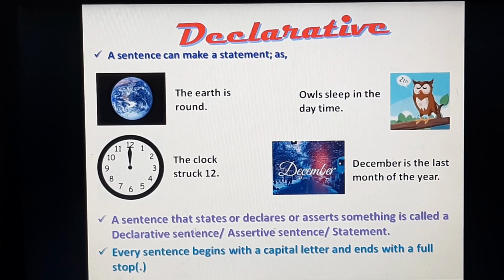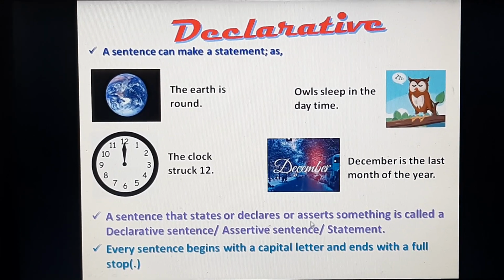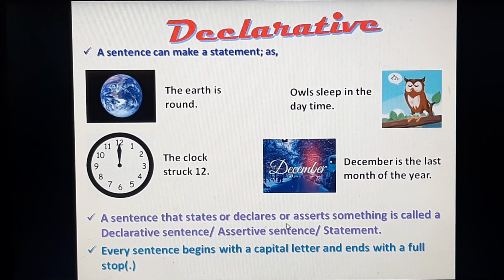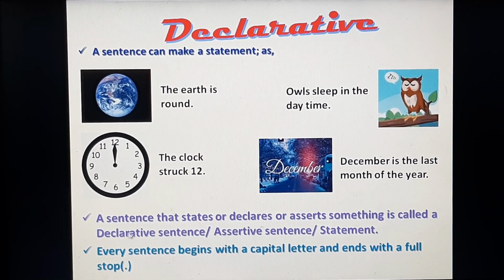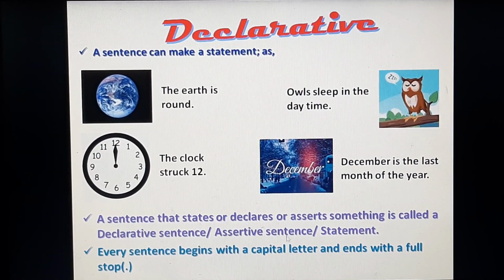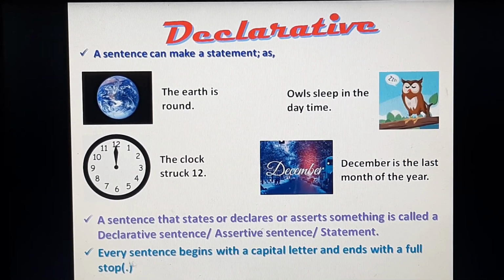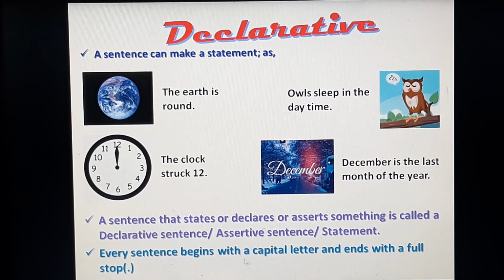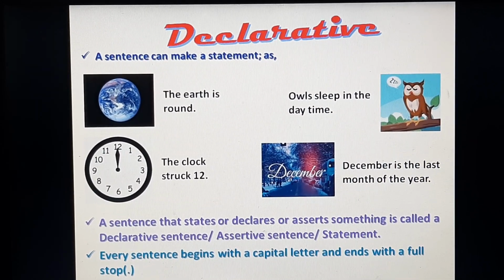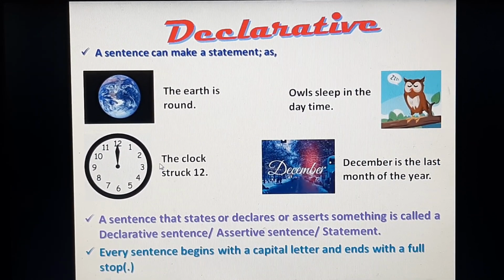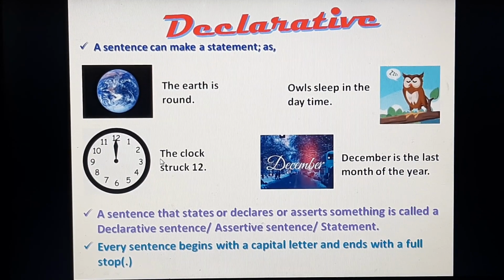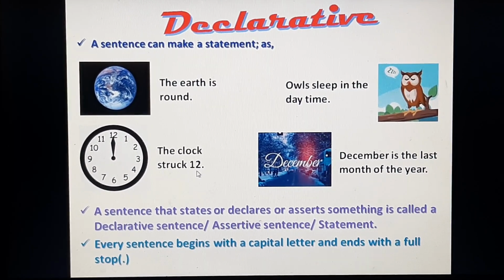So, a sentence that states or declares or asserts, all meaning to tell something, is called a declarative sentence, or assertive sentence or statement. And every declarative sentence begins with the capital letter and ends with the full stop. Now, this is the punctuation for a declarative sentence: begins with capital letter, ends with full stop.